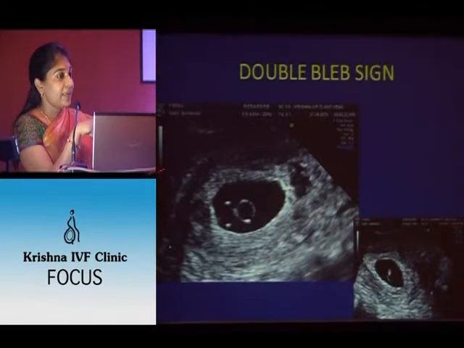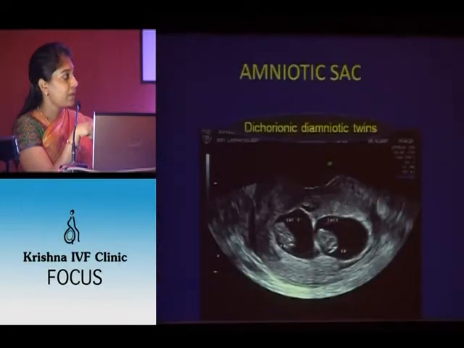Sometimes when we do the scan between 6 to 7 weeks, we come across this as 2 yolk sacs and something in between, but these are not 2 yolk sacs. One is the yolk sac, the other one is the amniotic sac. And the center structure is nothing but the fetal pole. Once you tilt your probe, you can see the fetus is inside the amniotic sac, and this is called the double bleb sign.